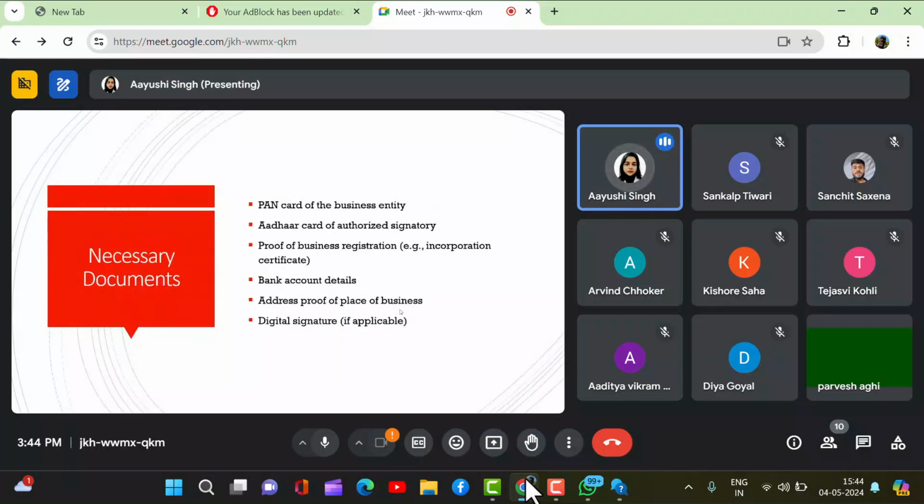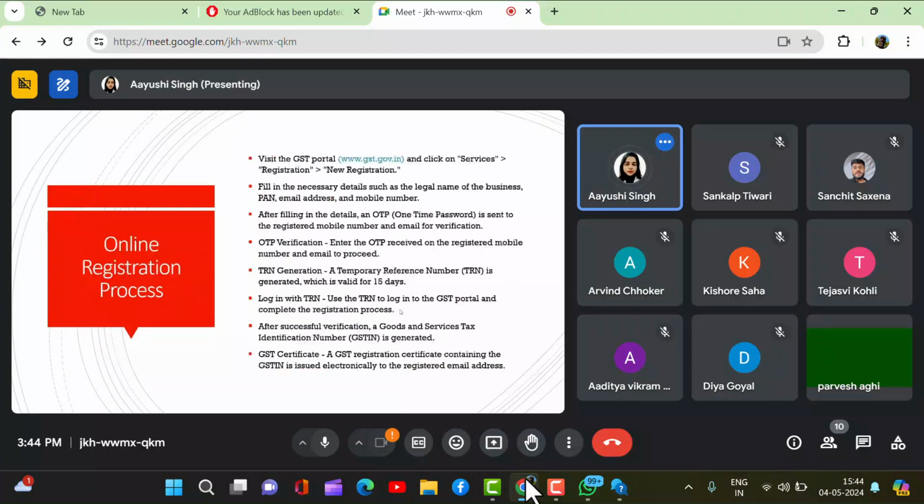So these are the documents necessary for getting a GST registration. That includes PAN card, Aadhaar card, proof of business registration, bank account details, address proof of the place of business, and digital signature if applicable. For the online registration process, we have to go to the portal and get ourselves registered.